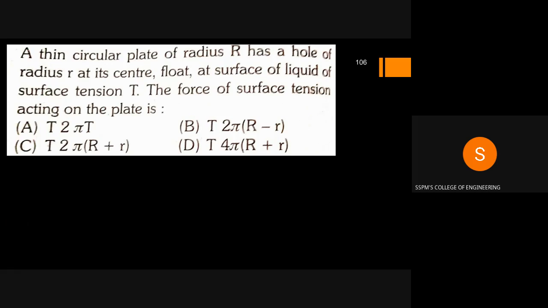Okay, refer to the next problem. A thin circular plate of radius capital R has a hole of smaller radius r at its center. It floats on the surface of a liquid having surface tension capital T. The force of surface tension acting on the plate is, okay. So here the shape given is: the plate is circular and it has a circular hole at the center.